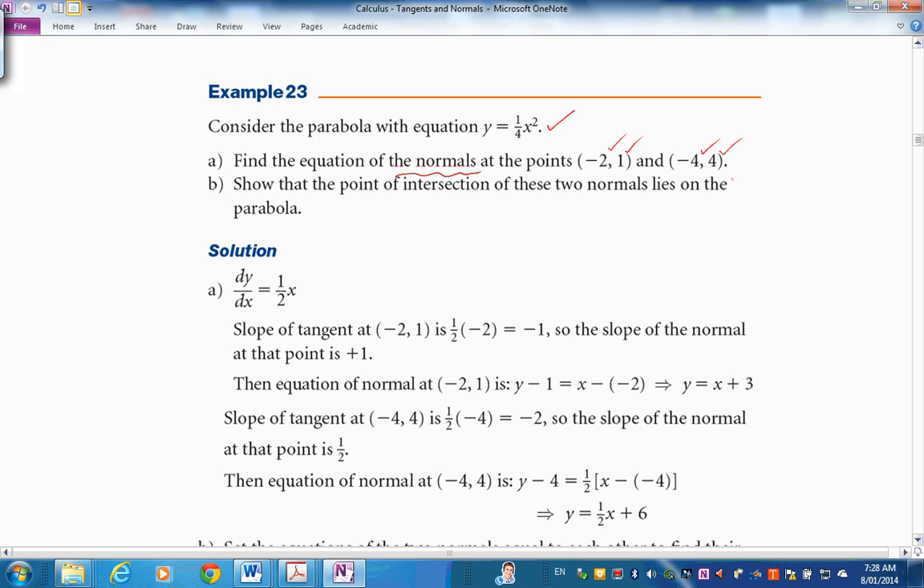Show that, here's a variation. Show that the point of intersection of these two normals lies on the parabola. First step, as usual, find the derivative.